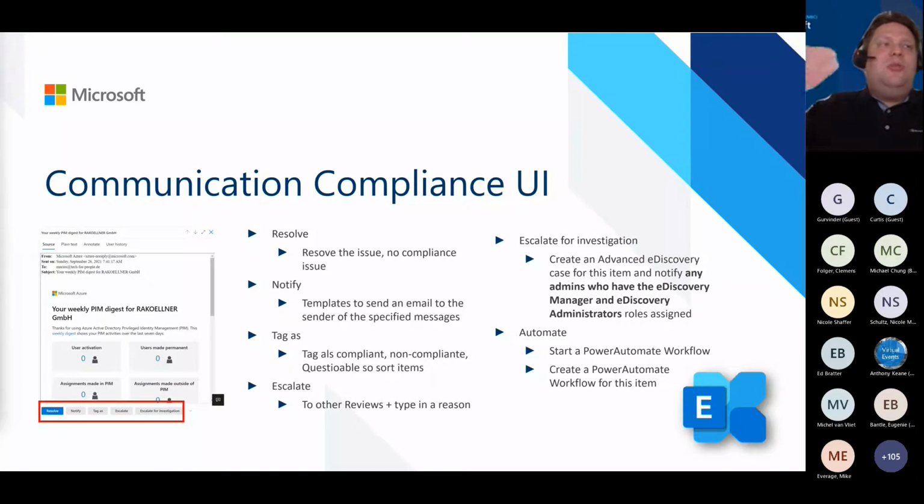So we have to go into the escalation. You see here, as an example, we have an email in communication compliance. This is the email with PIM requests. We can tag it as escalation, or we take this email to escalation for investigation. We can go there and send it to the manager of the person also, or we can make a legal hold on it.